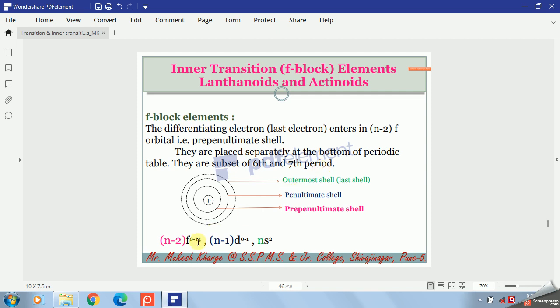Then here is the electron placement in these orbitals. So the outermost shell contains 2 electrons, then the penultimate shell contains 0 or 1 electron, and pre-penultimate shell electrons are from 0 to 14, depending on the number of electrons present in the element in its ground state. Let us discuss one by one.